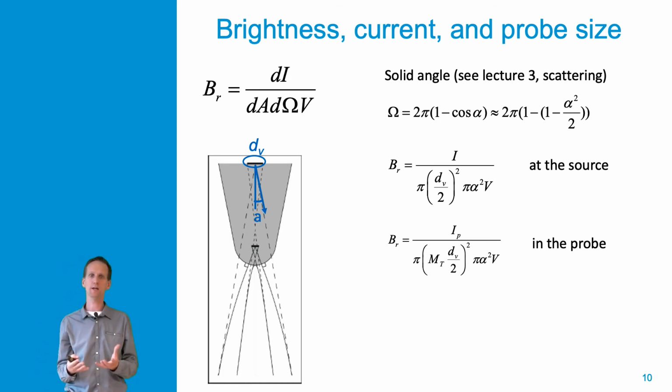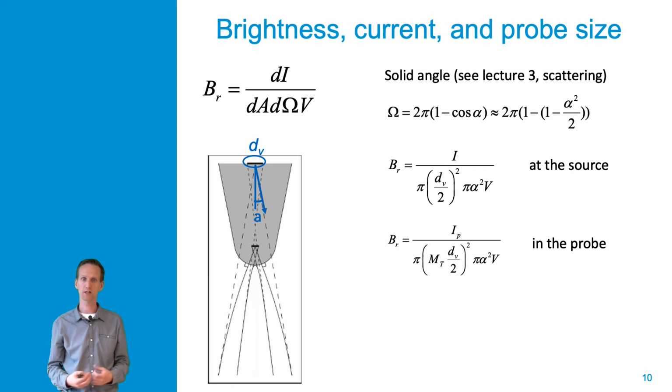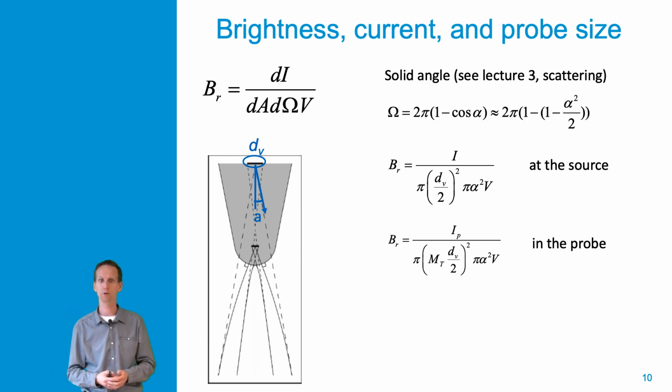So first we recap from lecture 3, where we talked about scattering, the definition of the solid angle. That is what you see depicted on this slide here. Now this solid angle can be approximated as pi times alpha squared. And next we see in the image on the bottom left, again the image of the virtual source size. In this derivation we denote the virtual source size, the diameter, with dV. So at the virtual source size plane we have an opening angle of the beam alpha.